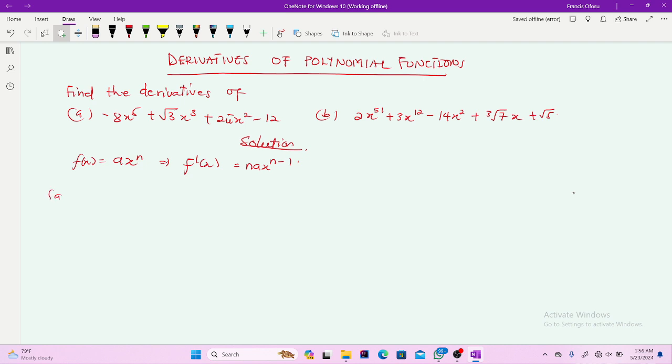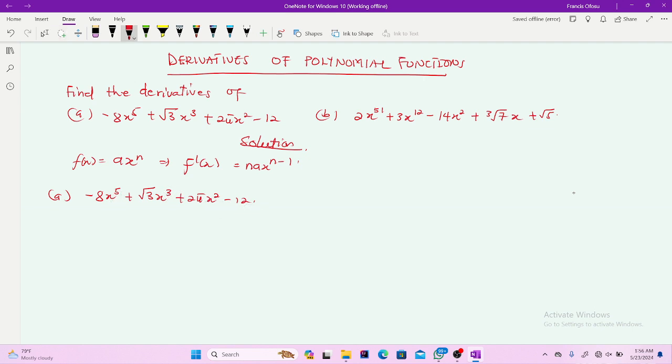So let's take our first problem. Negative 8x to the power 5 plus the square root of 3 x to the power 3 plus 2 pi x to the power 2 minus 12. So how do I solve this? Each component will be differentiated separately, okay? So you take the first one, differentiate, second one, differentiate, third, and the final one.